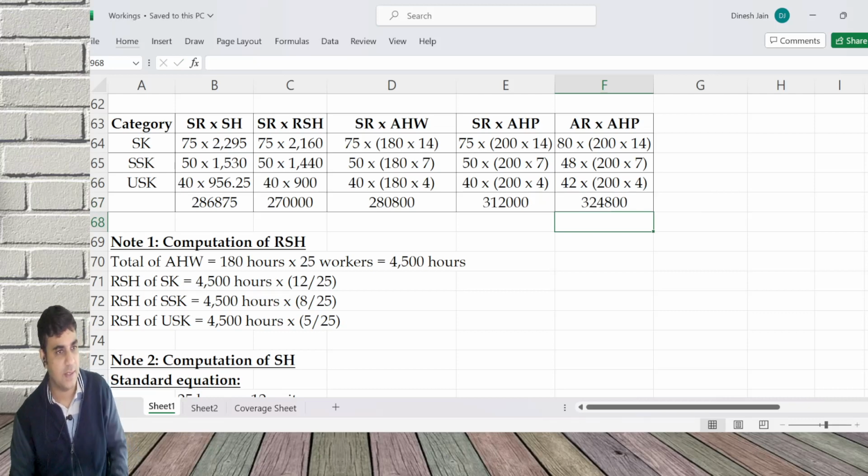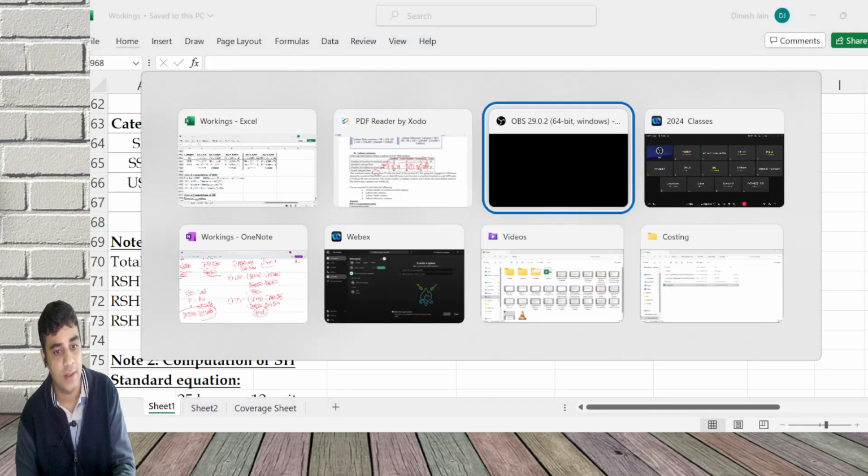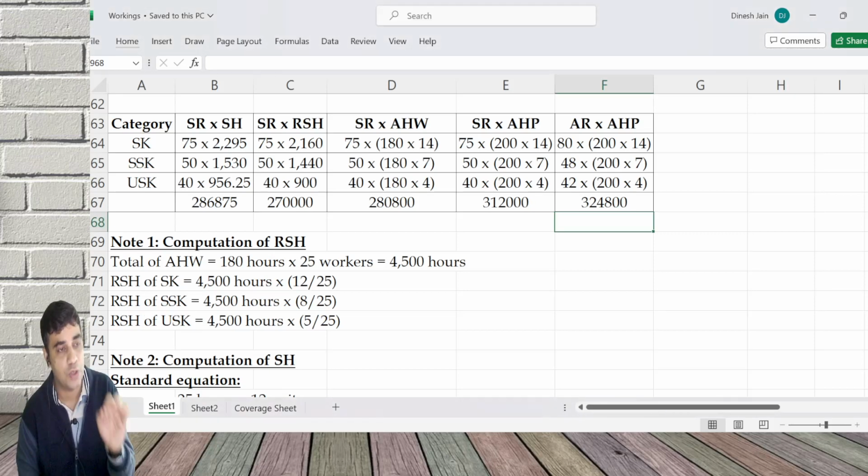Whatever the question asks, you can do all that calculation at home, but my focus is only on getting the computation table correct. Always in this chapter, focus should be on the computation table. Please focus on the computation table, and things will automatically work. The tricky and important part is the standard equation.